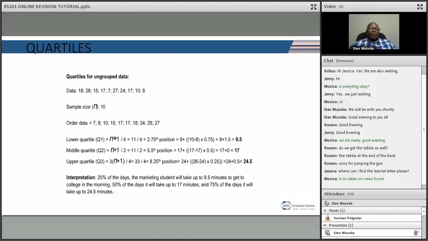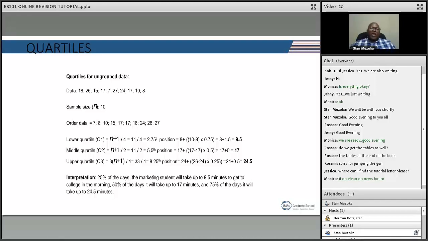Upper quartile, Q3, would be 3n plus 1 divided by 4. These formulae you won't be given in the examination. You need to know them. You need to know the position formulae. They are not given to you in the examination. You must know them. And the process will be, yes, it is in the 8.25th position.